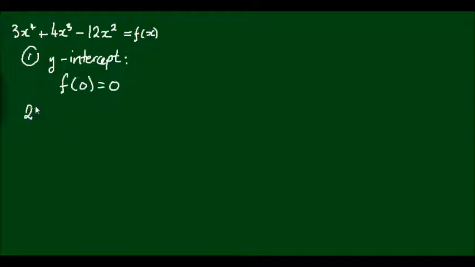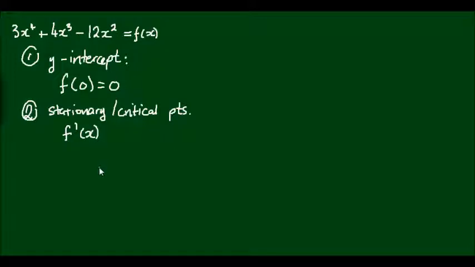Next step is to find the stationary or critical points. These are points where the gradient or the slope of the function is equal to 0. So I'm going to first find f prime of x, the first derivative of the function, and then find the roots of that equation.